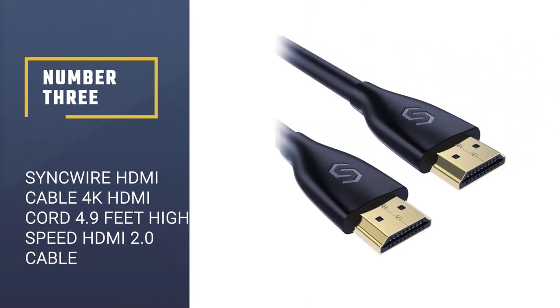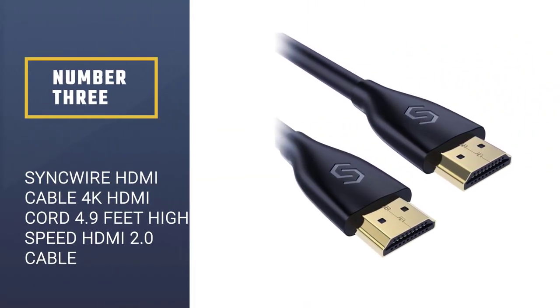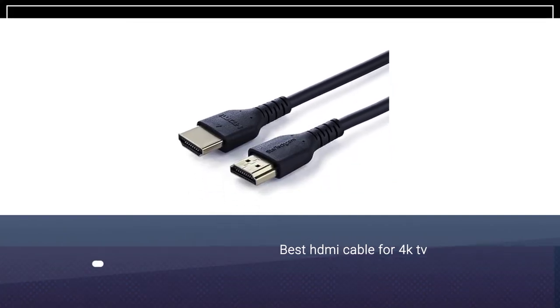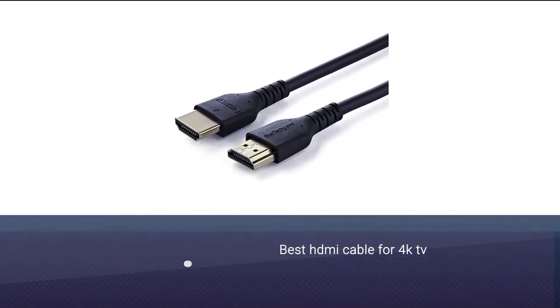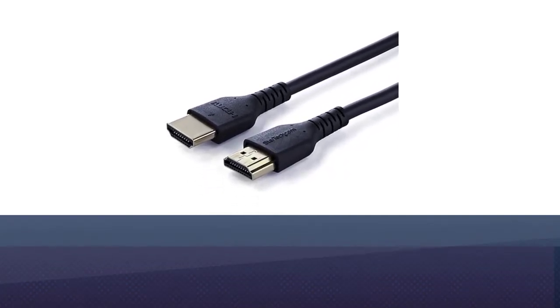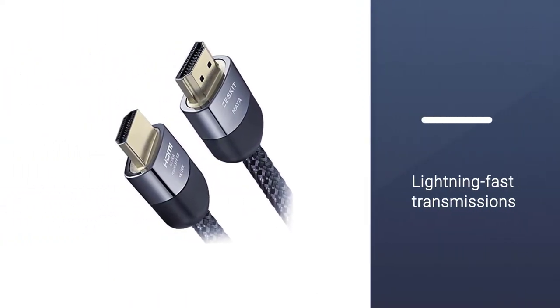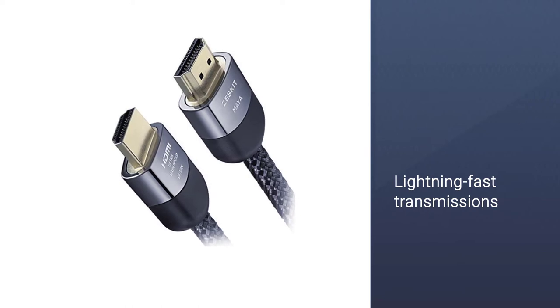Number 3: Syncwire HDMI Cable 4K HDMI Cord 4.9 Feet High-Speed HDMI 2.0 Cable. Syncwire may be bucking the trend somewhat with a 6.5-foot cable, but this is one of the best HDMI cables for 4K TV aesthetically pleasing available on the market, if that kind of thing matters to you.